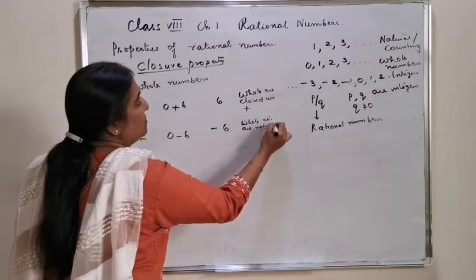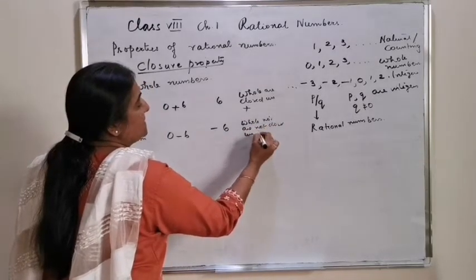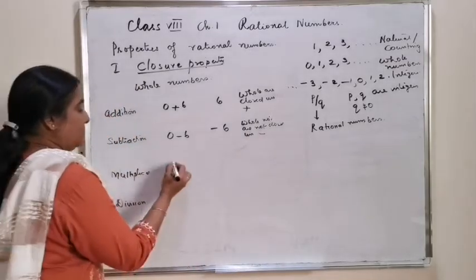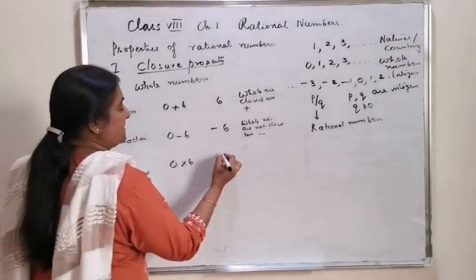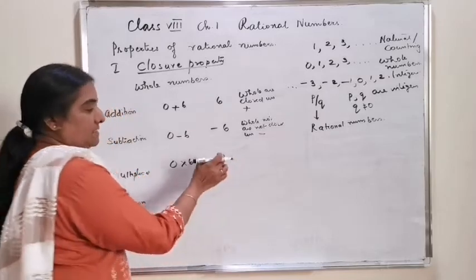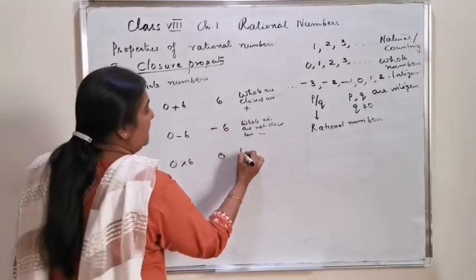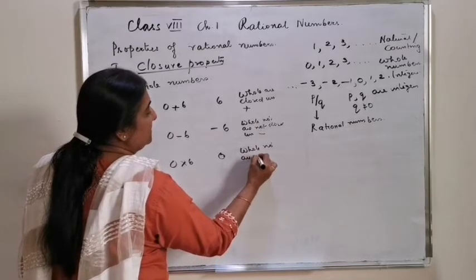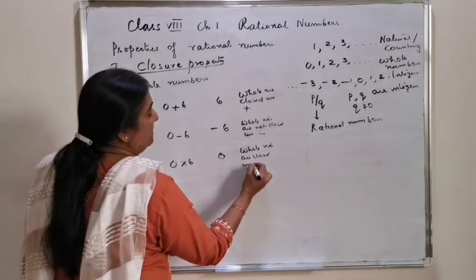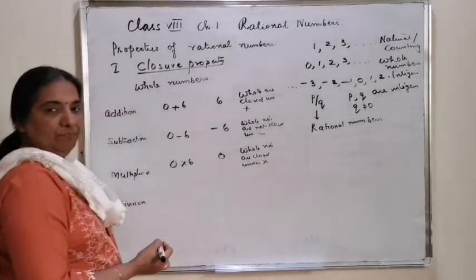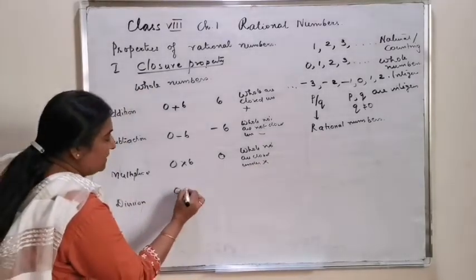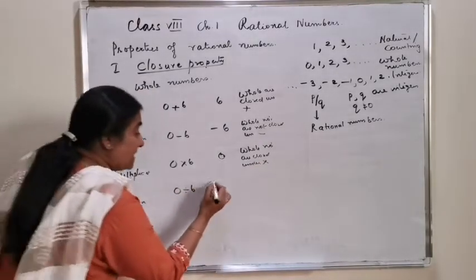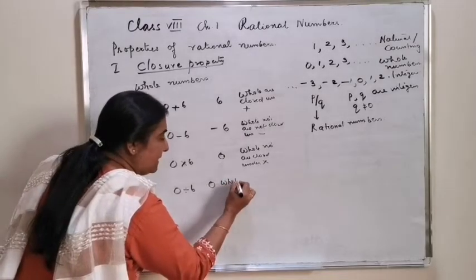not closed under subtraction. What about 0 into 6? It is the same as 0, a whole number. Again, whole numbers are closed under multiplication. If you take 0 divided by 6, the answer is 0, a whole number.